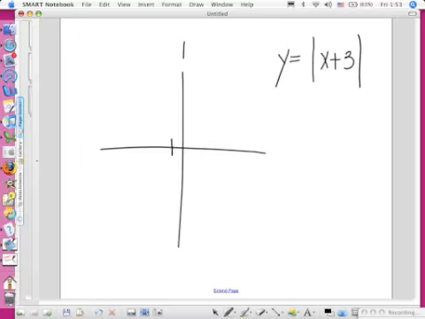Negative 3. There's your vertex. Your slope is 1 over 1. There it is.